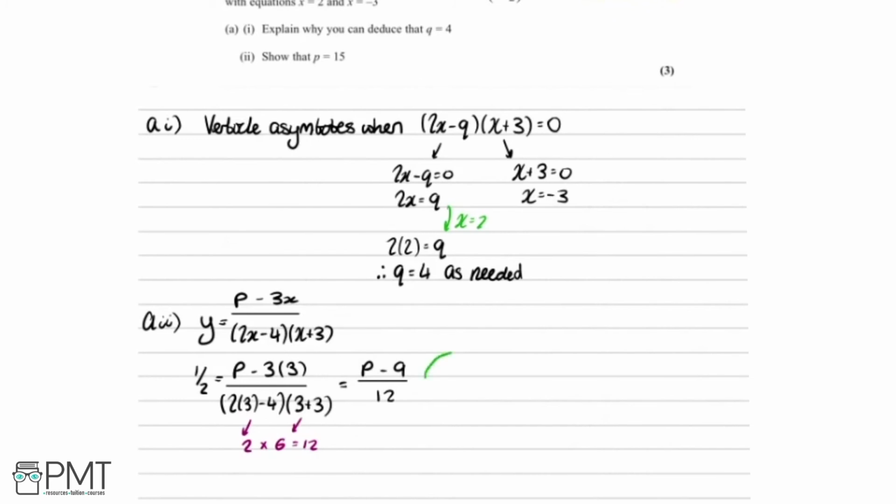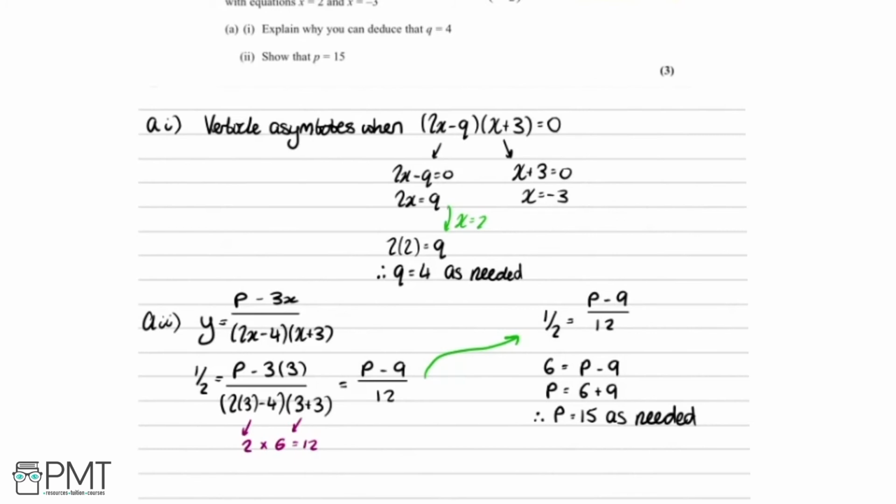So I'm just going to move over here for our final working. So far we've got that half equals p minus 9 all over 12. So if we times both sides by 12, we're going to get 6 equals p minus 9. So therefore p equals 6 plus 9, just by adding 9 to both sides. So therefore p equals 15 as needed.